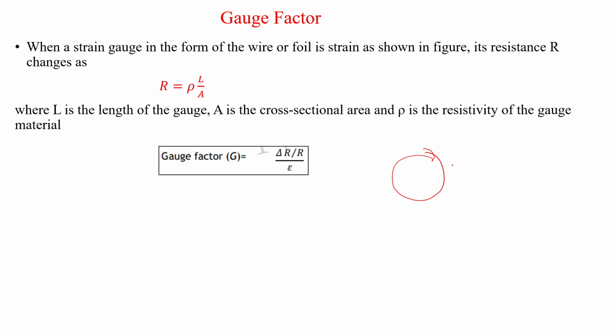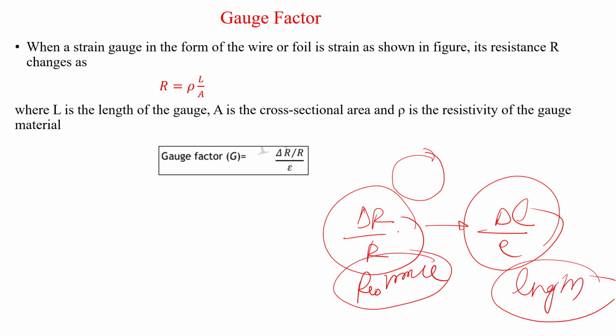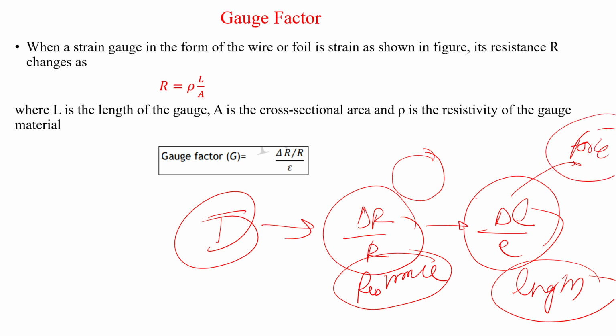This strain can be measured. If a change in length has occurred, it means a strain has developed, because strain is change in length upon original length. But actually what is changing is the resistance value because of the application of the current. So from the change in resistance you are getting a change in length. This is a resistance and this is a length, so they are interconnected. You get this because you are applying current, and from this strain you can get the force.